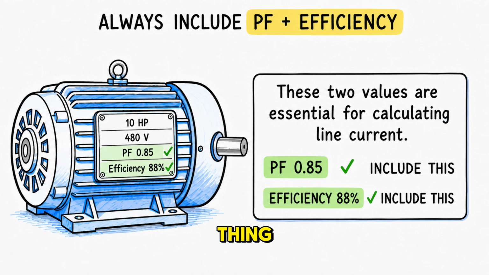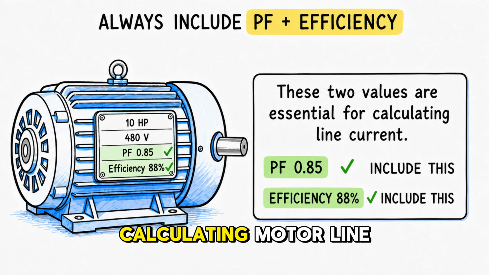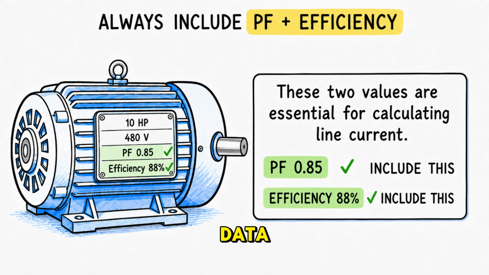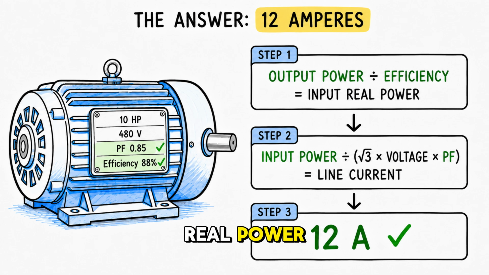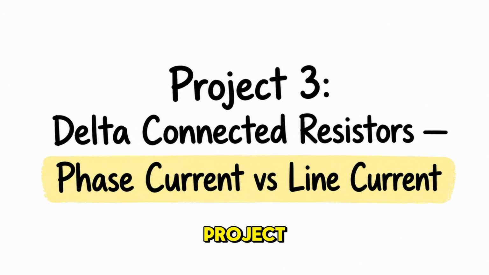Remember this simple thing. Always account for both efficiency and power factor when calculating motor line current from nameplate data. Output power divided by efficiency gives input real power. Then divide by root 3 times voltage times power factor to get line current. Answer is 12 amperes.